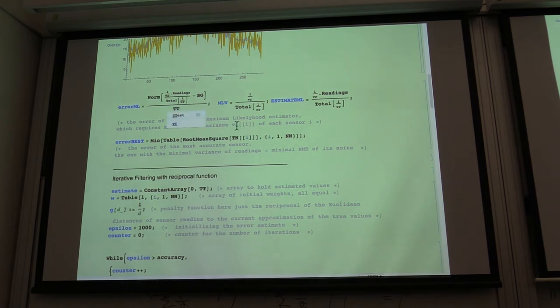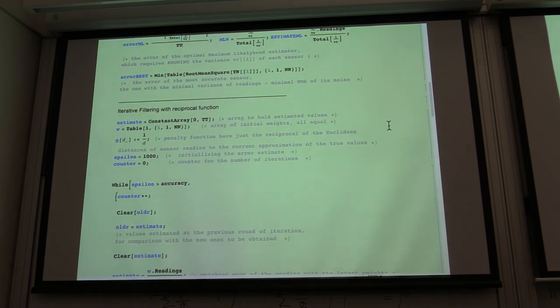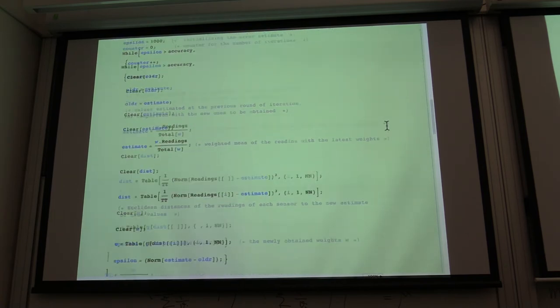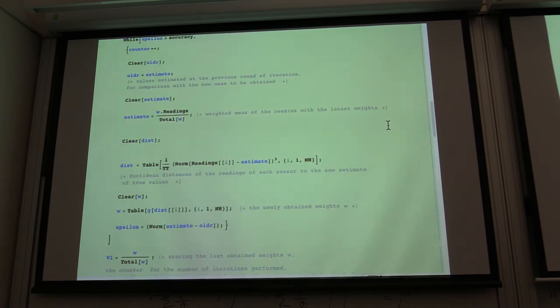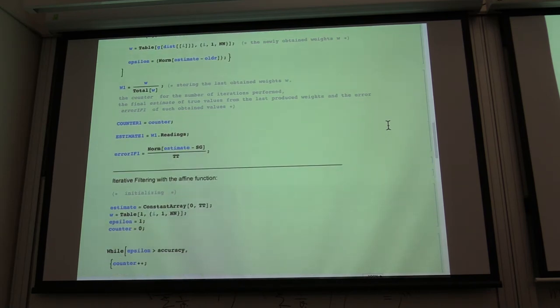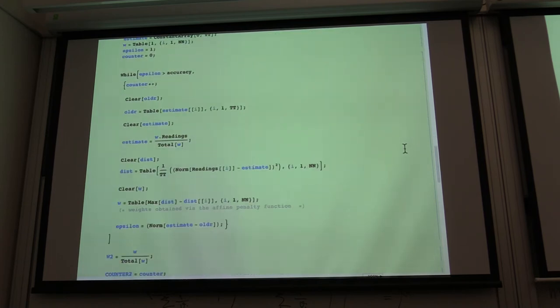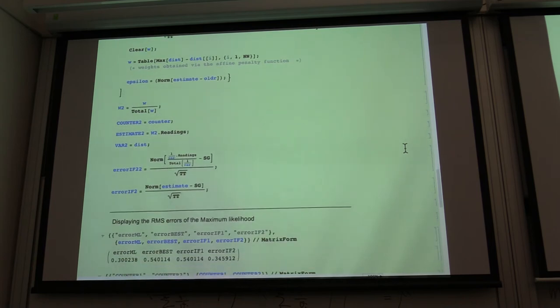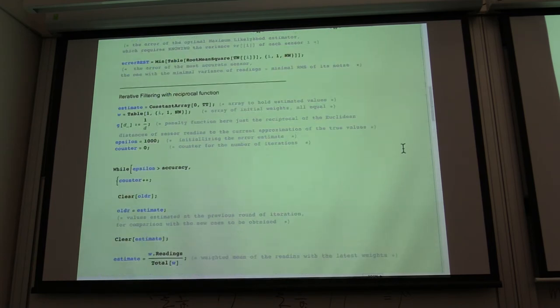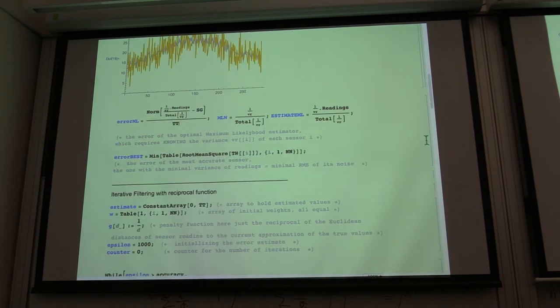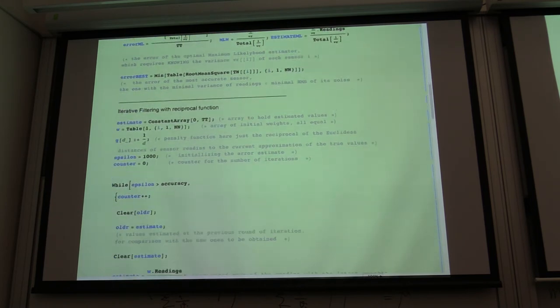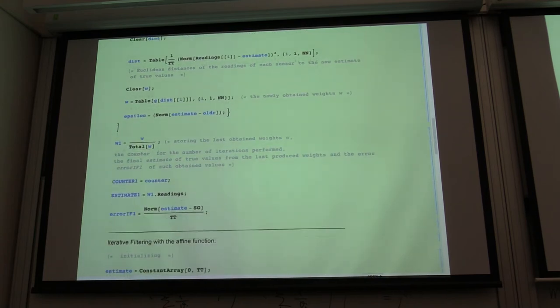Okay, now this script implements two types of iterative filtering algorithms, but I'll ignore the second one. Here is the one that I just presented. Let's just ignore the second one and pay attention to the first one. So let's run the script and see what we get.